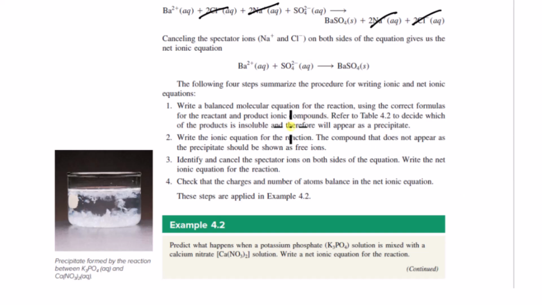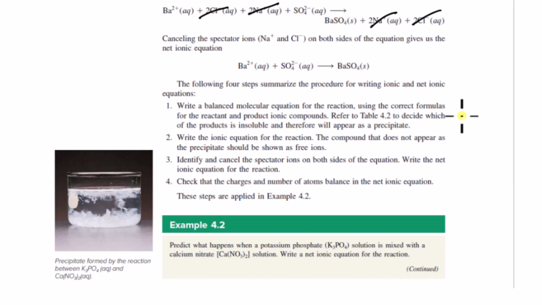The general idea is for any kind of reaction in aqueous solution, you write a balanced molecular equation for the reaction using the correct formulas for the reactant and product ionic compounds. They're just focusing on ionic compounds here, but for any general reaction in aqueous solution, you write out their full chemical formulas regardless of whether they break up into ions or not. Or maybe they're not aqueous, and you just leave them as solid metals or whatnot.